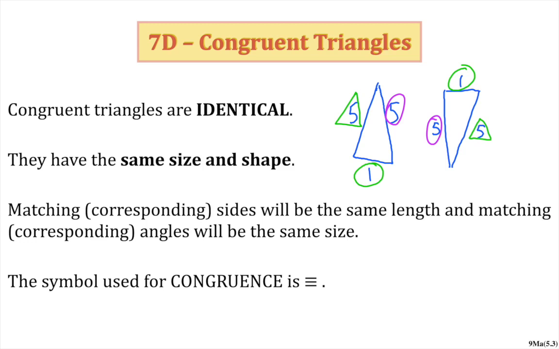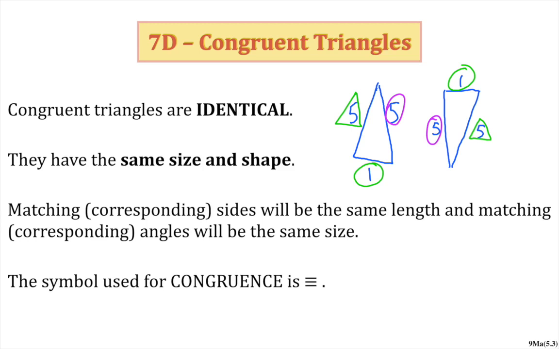Now, if I don't want to use the word matching, I could use the word corresponding, and that's the word that the books will most often use. You're used to doing corresponding angles inside parallel lines. Here's two parallel lines and a transversal. If I look at that angle there and that angle there, I've got my F shape. They are corresponding. They're also matching angles, because they are the same angle. But we don't want to be talking about corresponding in terms of parallel lines. We're talking about corresponding in terms of matching sides or matching angles.